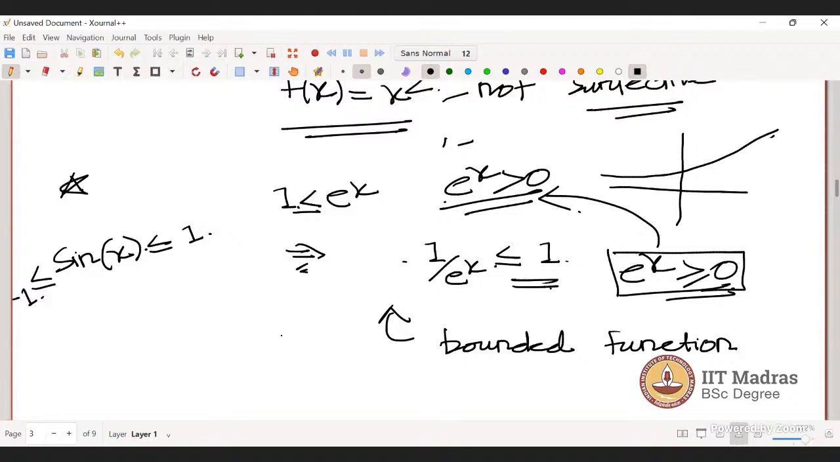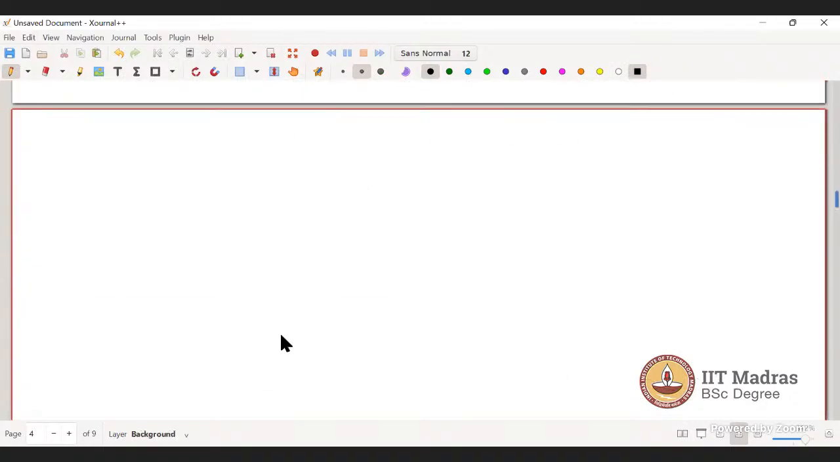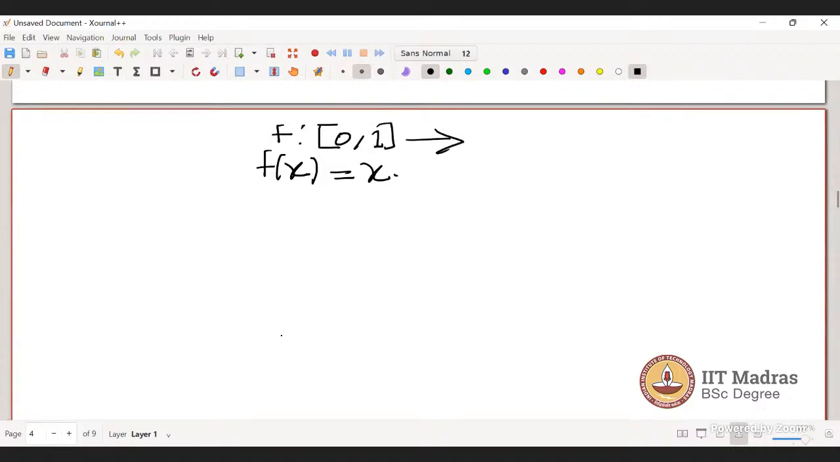But here for sin x, what we wrote, minus 1 to 1, that is range, no? Yes, that's the function value, not the domain. See how you are getting the range: if you apply your function at a point in your domain, then only you will get the range, right? See, if I define a function f of x equal to x from 0 to 1 to R, this is a bounded function, right?